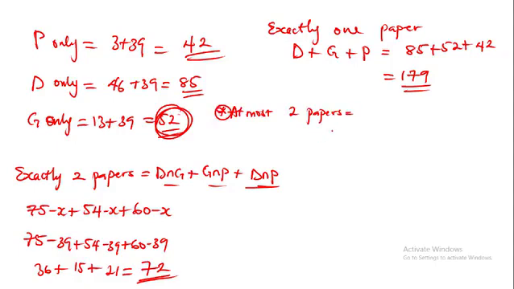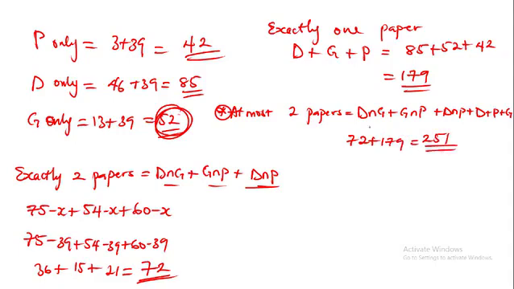That is equal to the intersection of D and G plus the intersection of G and P plus the intersection of D and P, plus those who can read 1, which is D plus P plus G. Now that is simply equal to 72 plus 179, and that will give us 251. Those are the ones for whom the highest they can read is 2.